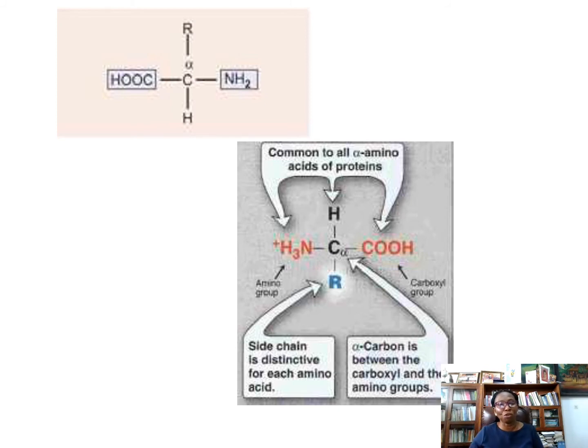So here you have the structure on the screen. You have the amino group, you have the carboxyl group, which is the acidic side. You have the alpha carbon, on which the R group is attached, and you have the hydrogen. This H, the hydrogen, is common to all alpha amino acids of proteins. The amino group confers the basic nature on the amino acid. The carboxyl group is the acidic point. The side chain is distinctive for each amino acid, whereas the alpha carbon is between the carboxyl and the amino groups.